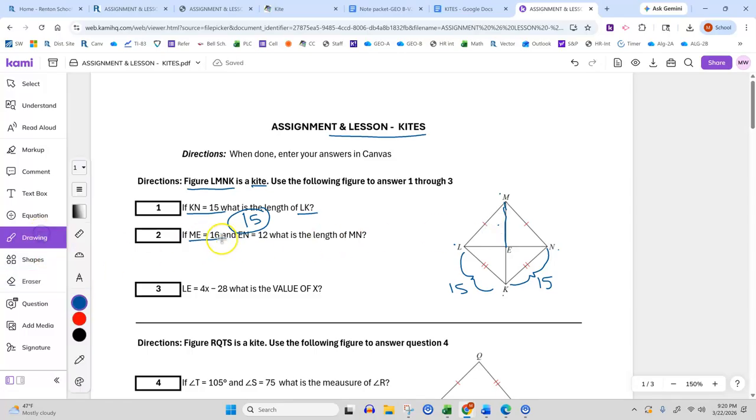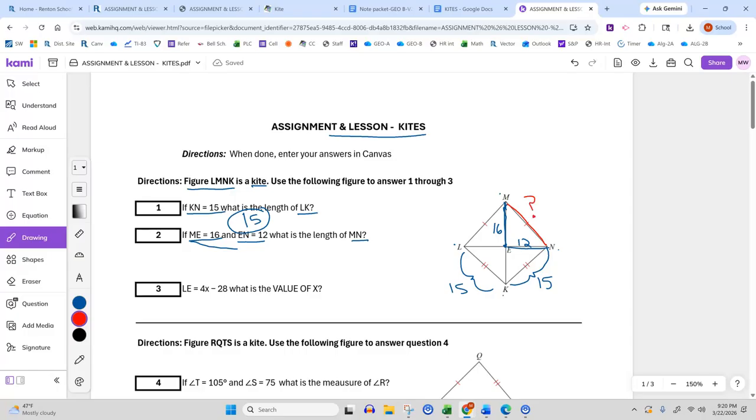Okay, it's saying if ME is 16, so that's going to be this right here, from here to here. Okay, and EN is 12, from here to here. What is the length of MN? So that's what we're looking for here. Okay, so what is this?